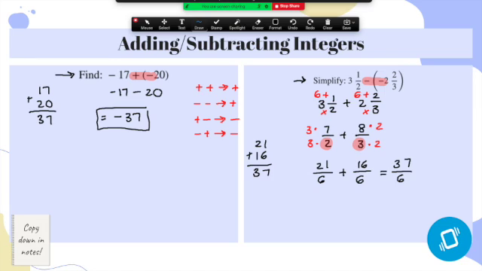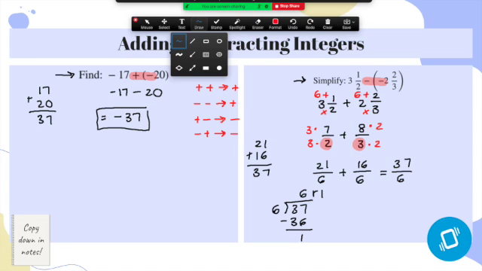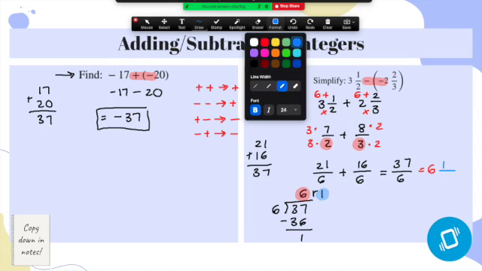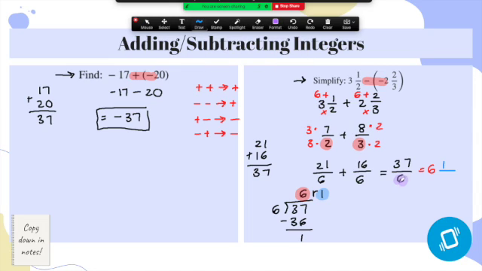Again, if I need to change this into a mixed fraction, I need to find out how many times 6 can go into 37. I can use 6, we get 36 here. 37 minus 36 gives me 1, a remainder of 1. So it tells us our whole number is going to be 6, and then our numerator is going to be 1, and our denominator stays whatever the denominator was originally. So we still have it as 6. And that would be the end of my answer.